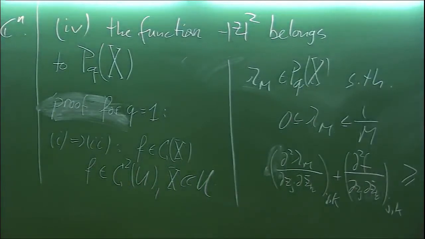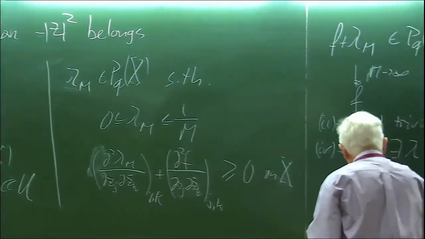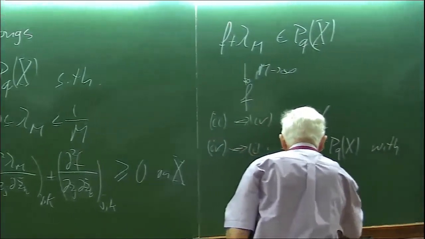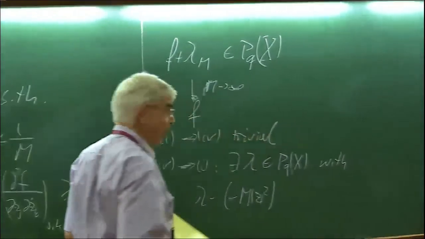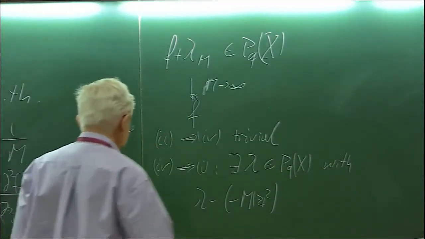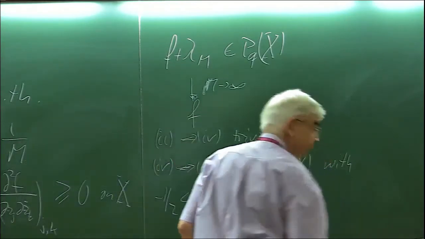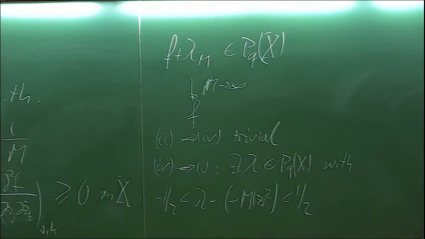So there exists a lambda in PQ of X, so that lambda minus m mod zeta squared is small. And so I can certainly take this to be between minus 1/2 and 1/2. I don't even care about particularly close.